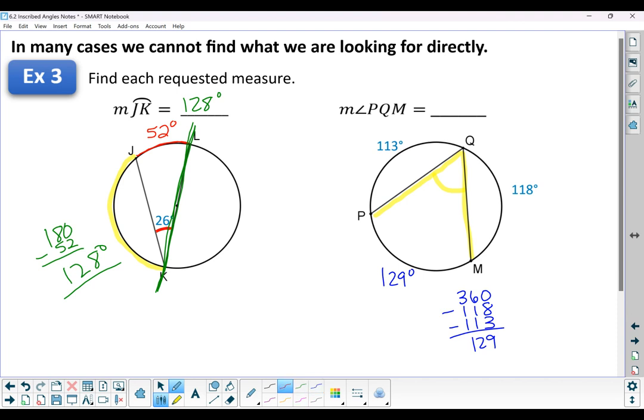Well, the angle that we're after is going to be half. This inscribed angle is going to be half of its intercepted arc. So if we divide by 2, we find out that this is a 64.5 degree angle. And don't stress out if you end up having a decimal come up. Sometimes they do. It's not a big deal.